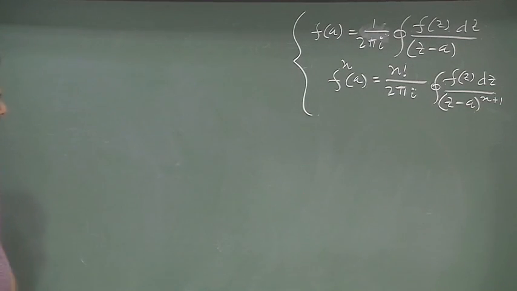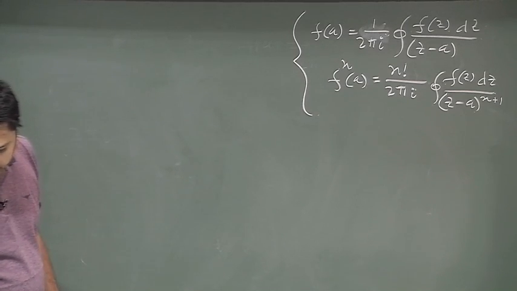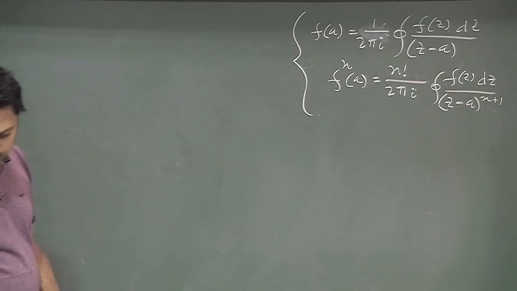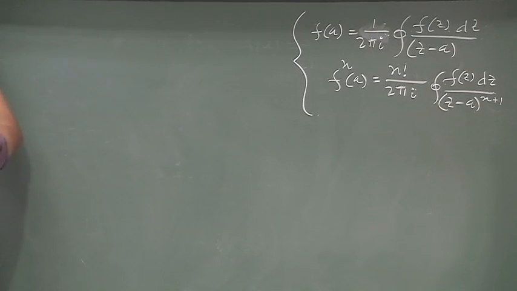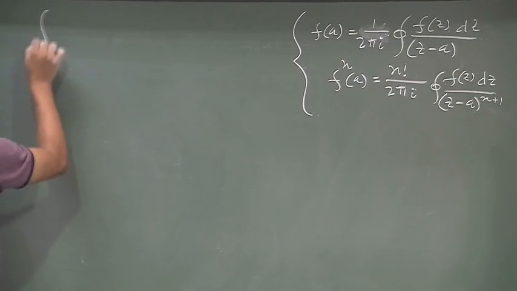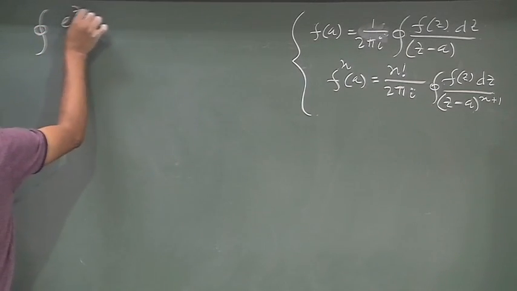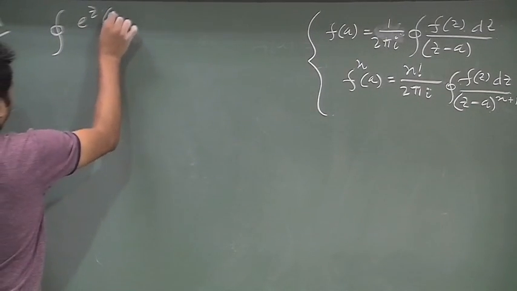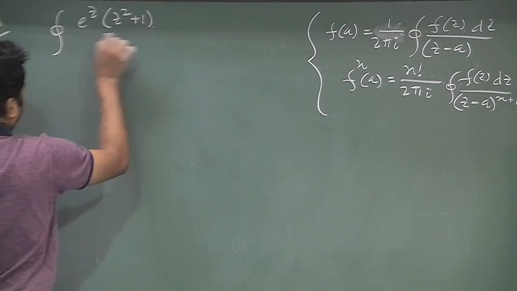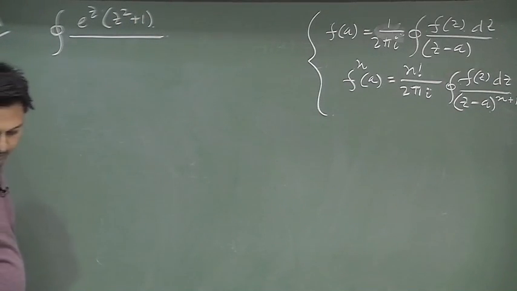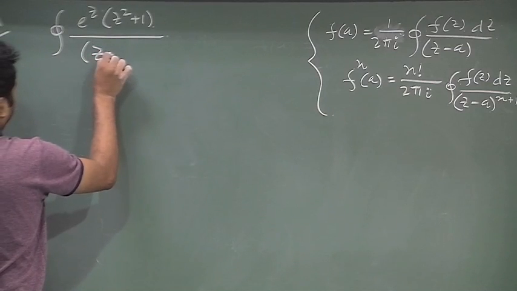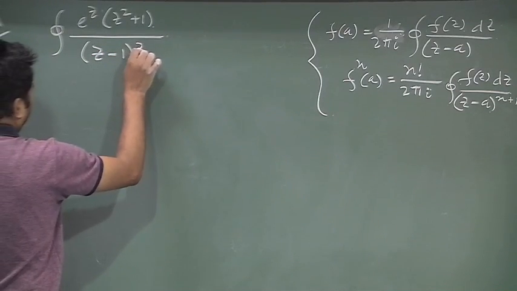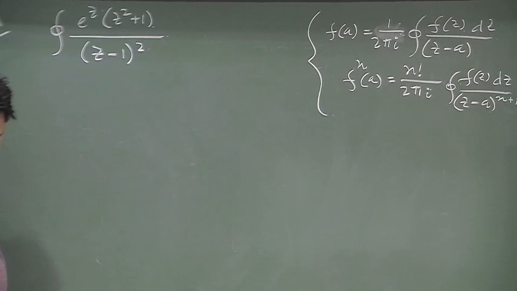Now, if these are in my hand, then I can readily calculate a few integrations. So, let us do some problems straightaway. Let me check which problem I have in my hand. So, one problem is here. Example 1, how to calculate this integration. The problem is given as this function: e to the power z, z square plus 1, whole divided by z minus 1 whole square.